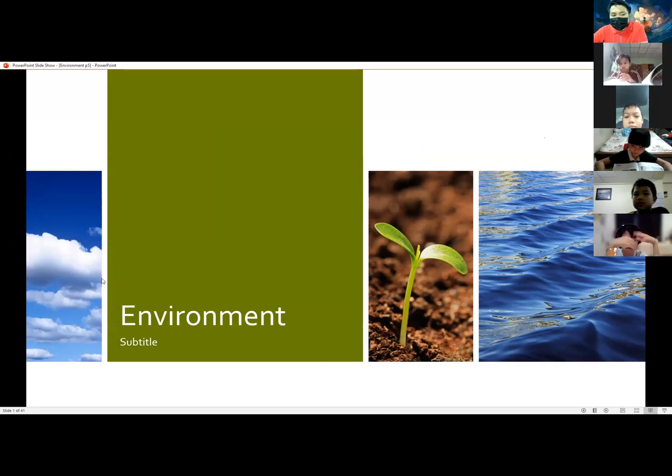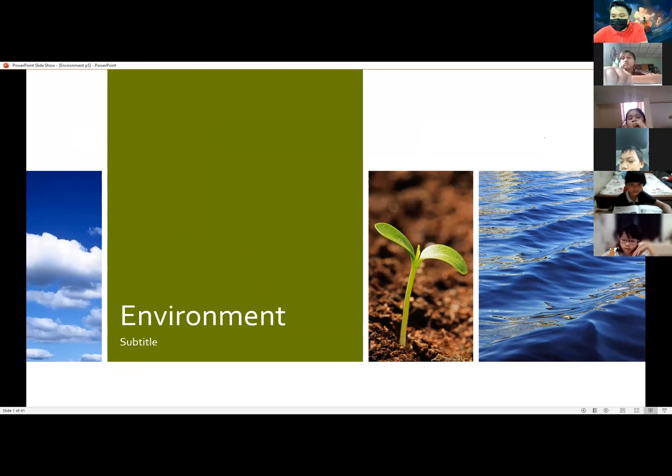Don't look at the picture here. I'm asking you, like you're thinking. What is the first thing that comes to your mind when you hear the word environment? Plants. Animals. Water. What else? Temperature. Because it has different kinds of environment.